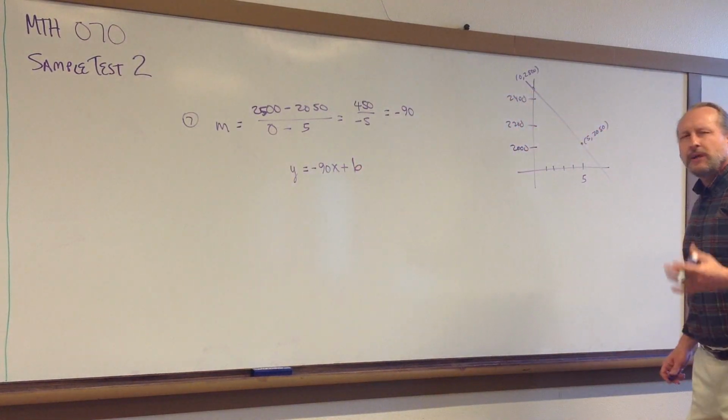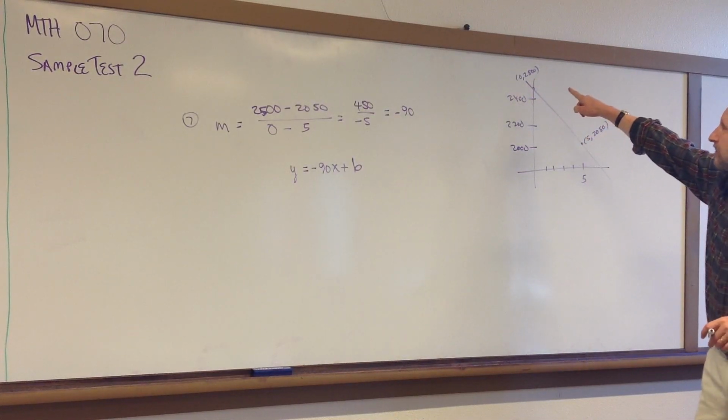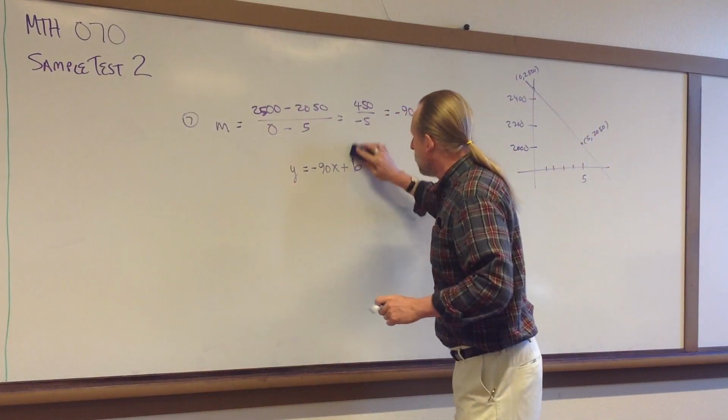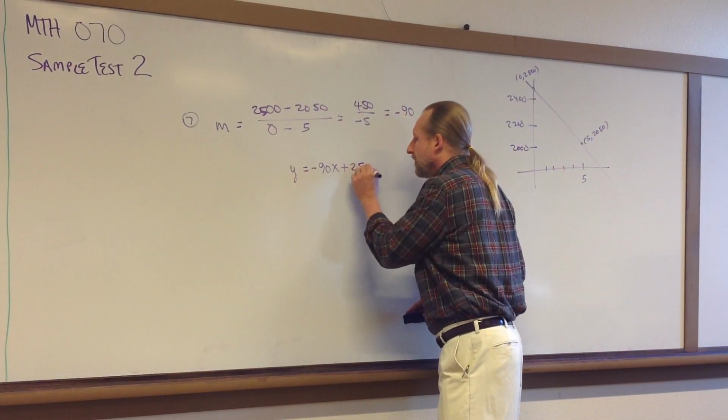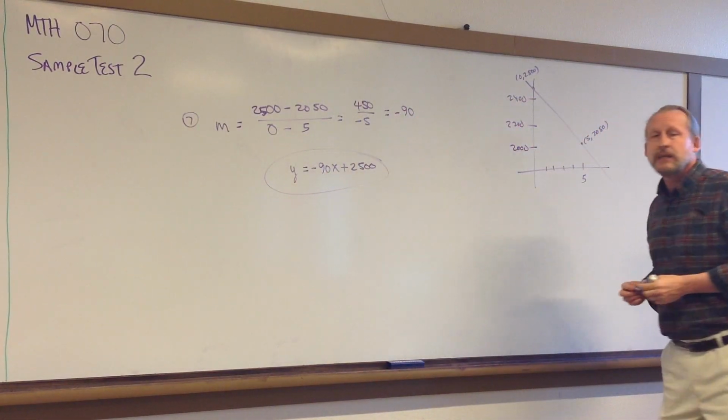Now I talked about this once or twice in class, and some of these problems, they just give you the y-intercept. And here it is right here, 0, 2,500. So I can just go in and put in 2,500 as the y-intercept, and there's the answer. Y equals -90x plus 2,500.